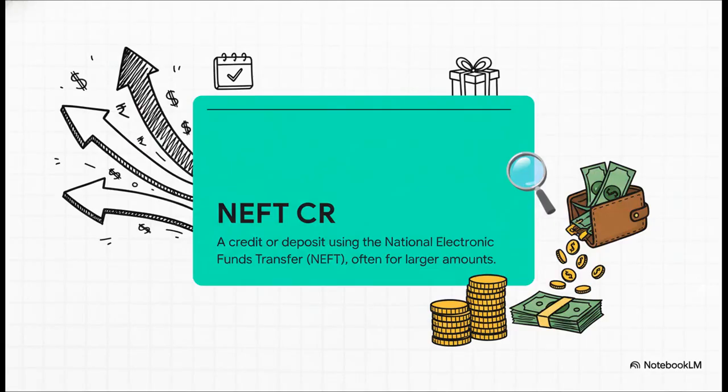Now, on the flip side, we have NEFT-CR. NEFT is another electronic transfer system, but it's usually for bigger amounts. And CR means credit. So when you see this, think money coming in. This is often how you'd see a salary or other big payments show up.